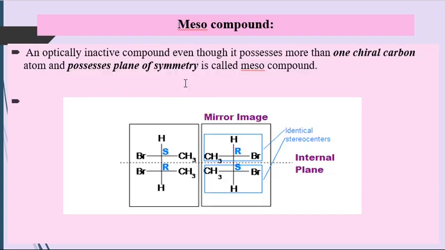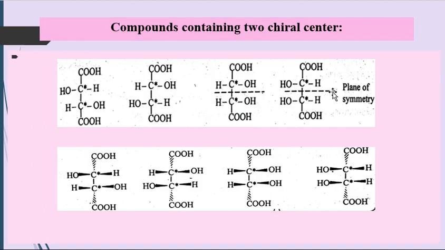The first definition is for mesocompounds. Mesocompounds are optically inactive compounds, even though they possess more than one chiral center. Here there is more than one chiral center, but they are optically inactive and possess a plane of symmetry. Such a compound is called a mesocompound. This mesocompound possesses a plane of symmetry. If we draw a plane here, then it divides the molecule into two equal parts. Therefore, it has a plane of symmetry.